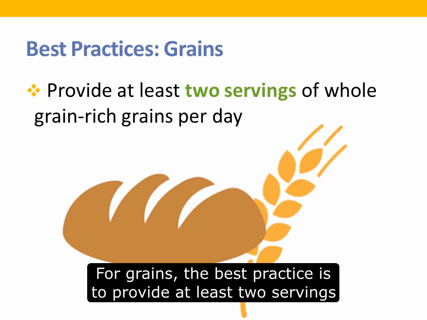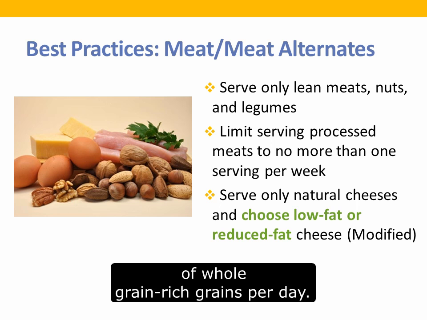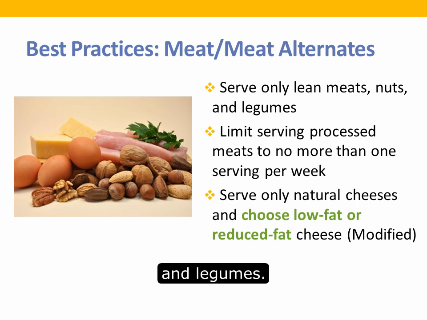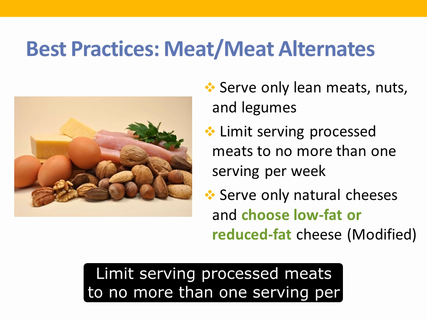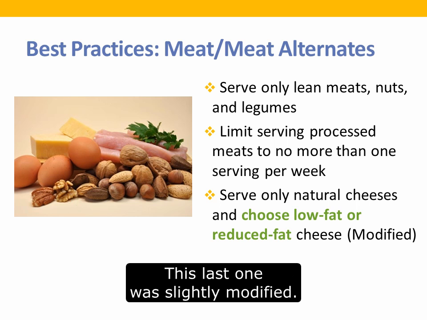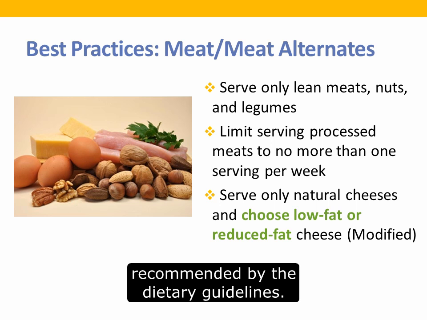For grains, the best practice is to provide at least 2 servings of whole grain rich grains per day. For meat alternates, serve only lean meats, nuts, and legumes. Limit serving processed meats to no more than 1 serving per week. And serve only natural cheeses and choose low-fat or reduced-fat cheeses. This last one was slightly modified. We added in choosing low-fat or reduced-fat cheeses, which is recommended by the dietary guidelines.